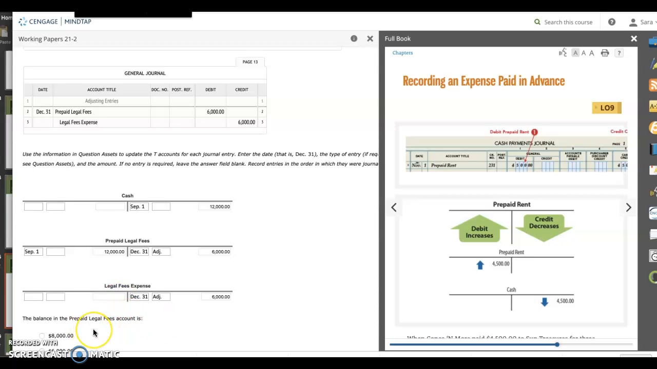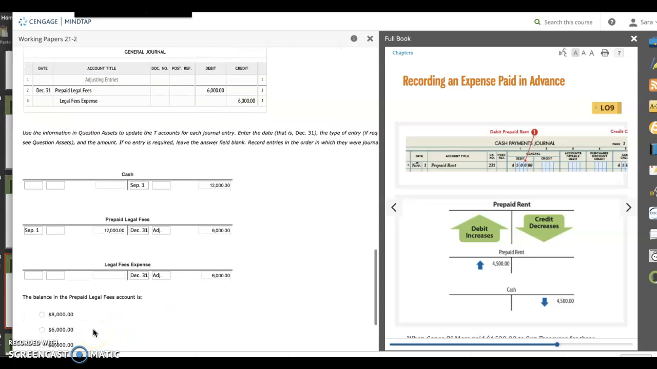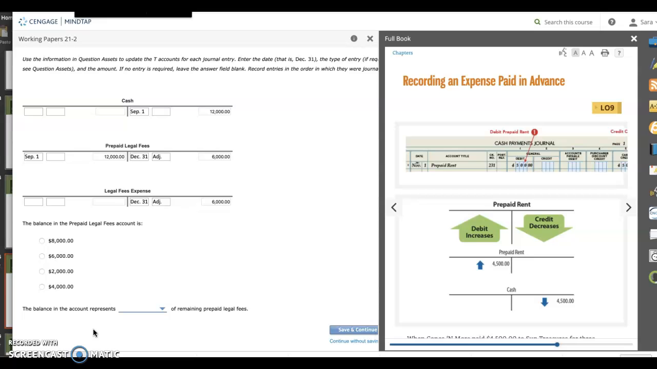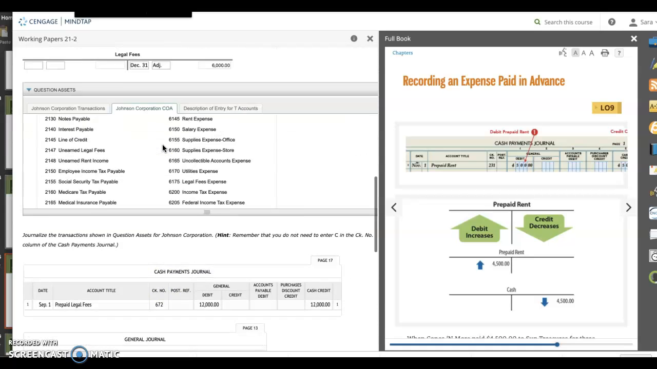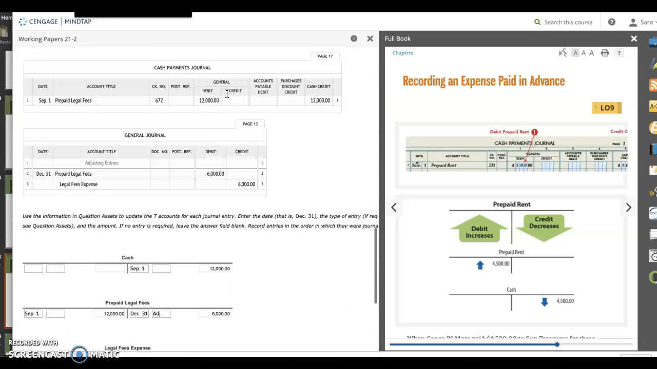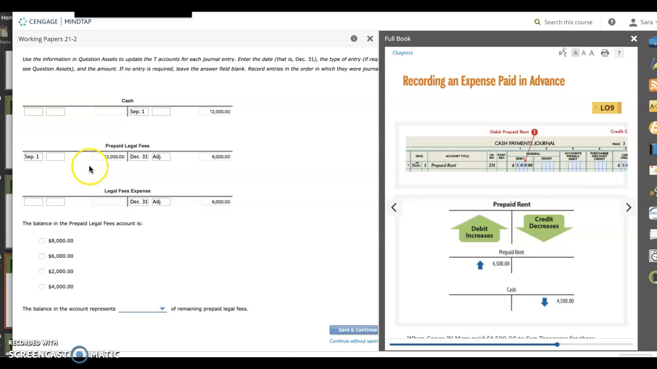So now they want to know what is the balance of prepaid legal fees. So I'm going to assume that we're just looking here. Yeah, we are. So 12,000 minus 6,000, so 6,000. And the balance in this account represents how many months of remaining legal fees. So remember, it was 6 months total that we paid for. We used 3 months, so then it should be 3 months total there.